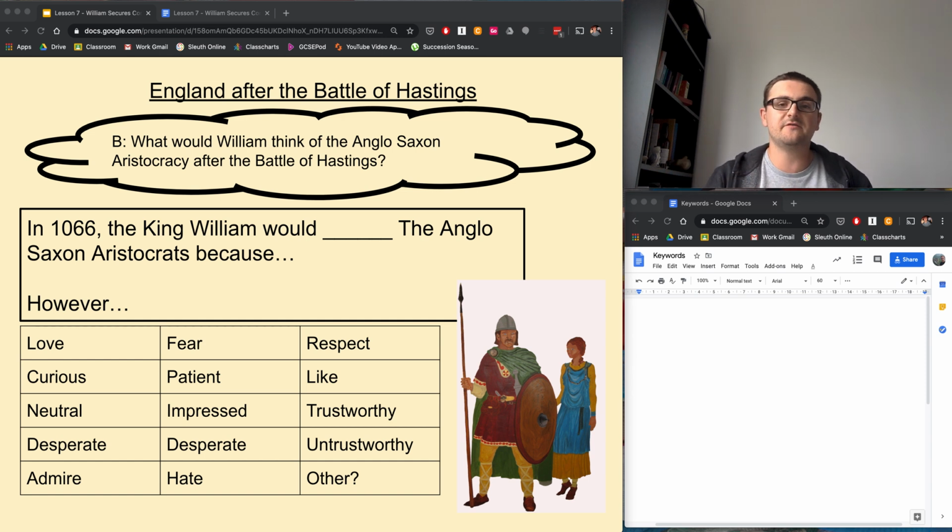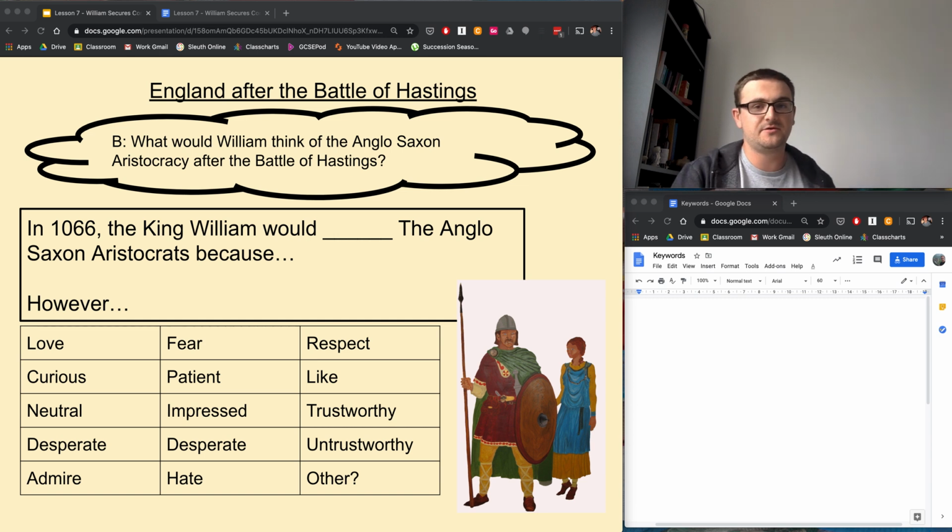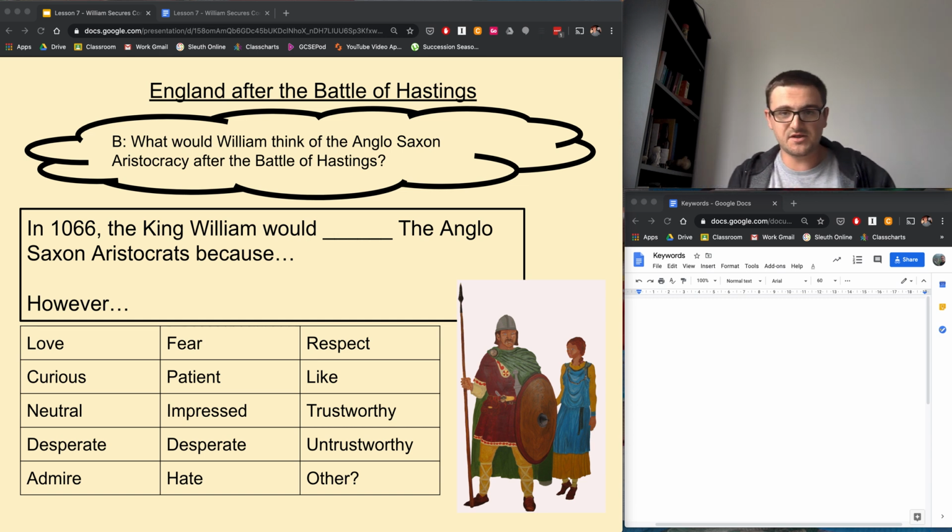In other ways, however, William would have been worried about them, because as we mentioned in the last question, the Anglo-Saxons would have hated William. So it's very likely that the Anglo-Saxon aristocracy wouldn't accept their new Norman king. Maybe the Anglo-Saxon aristocracy would try and rebel against William. So he was also concerned and worried about them as well.